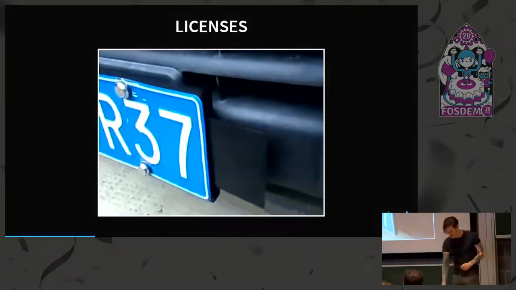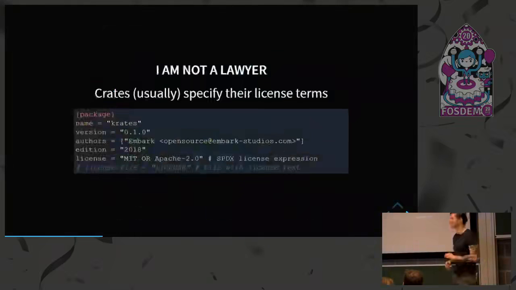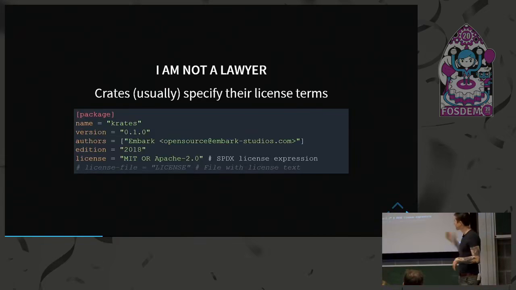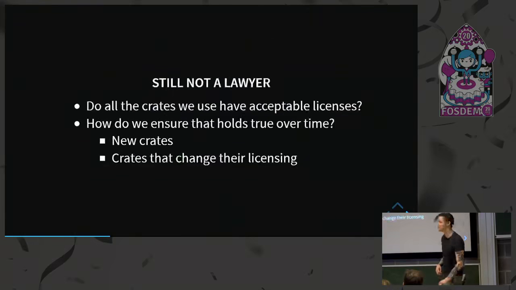Licenses. So yeah, we just had a little bit of information about licenses. Going over this again, crates usually specify their license terms in the Cargo metadata, and this is a pretty typical one, MIT or Apache 2. They also have the ability to give a relative path to a license file, but you have to manually inspect that because Cargo doesn't care about it.